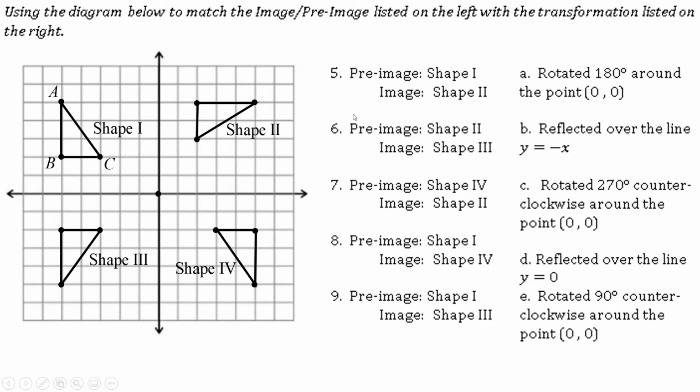So let's take a look at number 5, where the pre-image is shape 1 and the image is shape 2. Now, to me, this looks like I would have had to rotate to go from shape 1 to shape 2. Do you see how my right triangle looks like the shorter base is on the bottom standing upright? And it looks like it rotated. Okay, but here's how you prove it has to be a rotation.